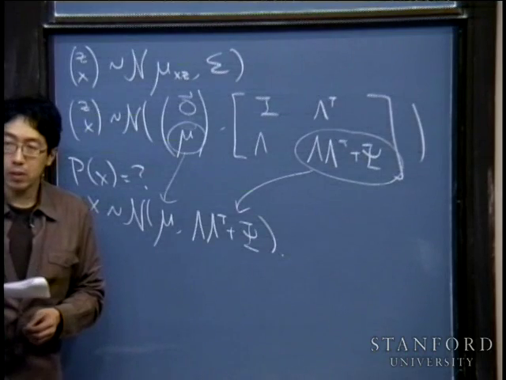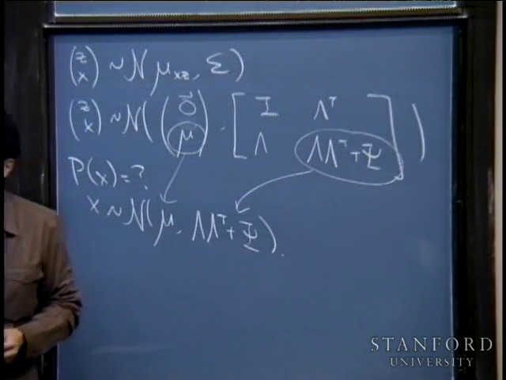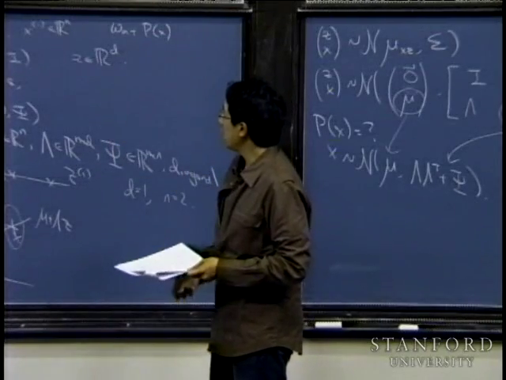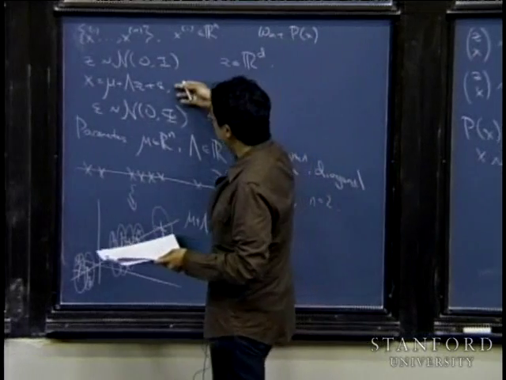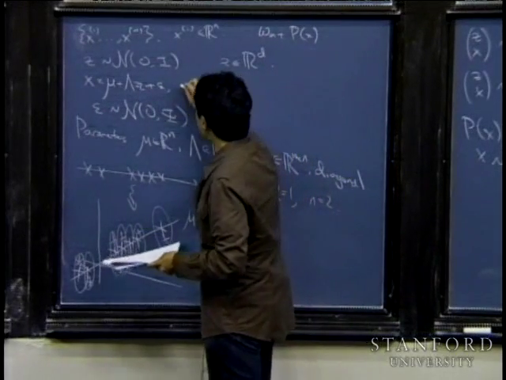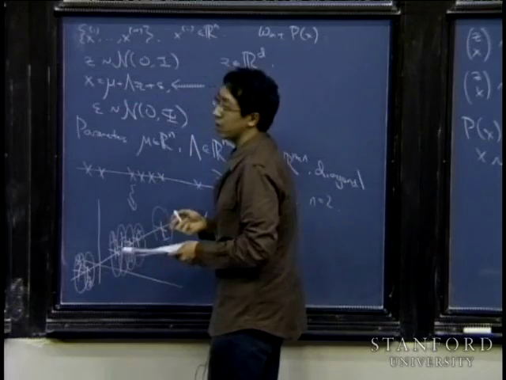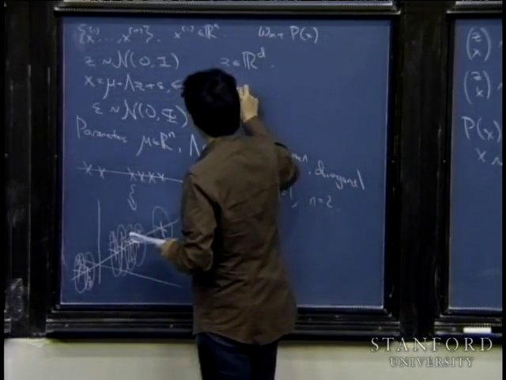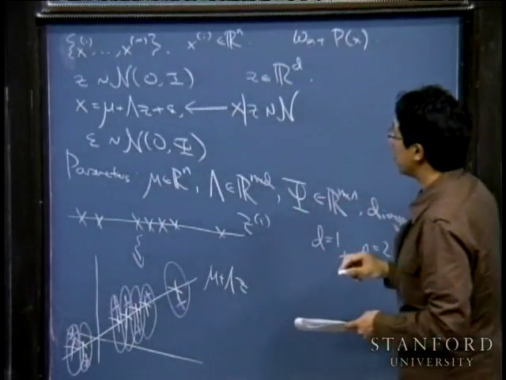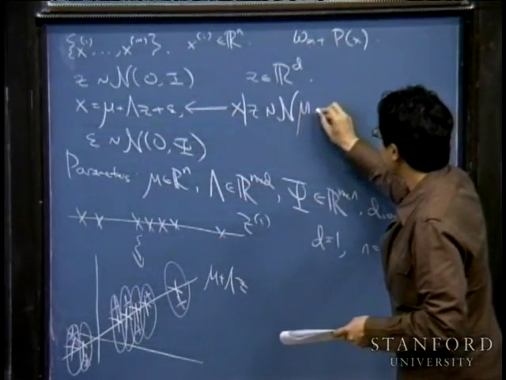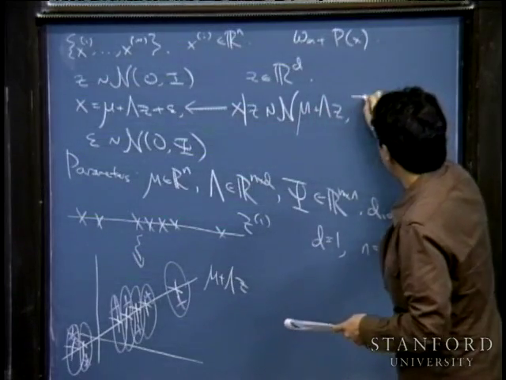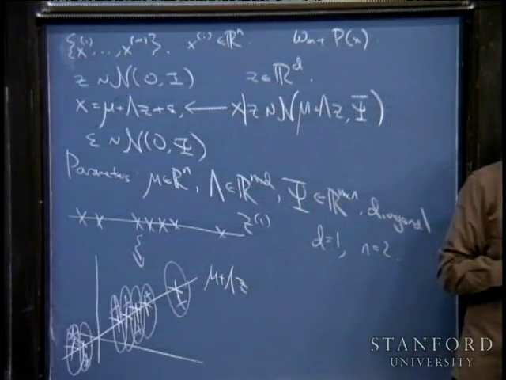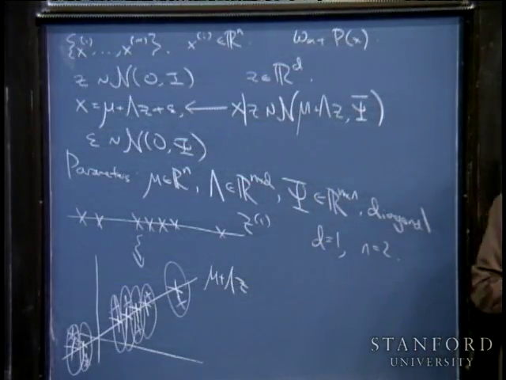And so if you want to learn, yeah. So for the initial distribution you had, that's the conditional? Excellent. Yes. So on this board, I'm writing down, this is really specifying the conditional distribution of x given z. Right. So the conditional distribution of x given z is Gaussian with mean mu plus lambda z and covariance psi. So this is what that's specifying.